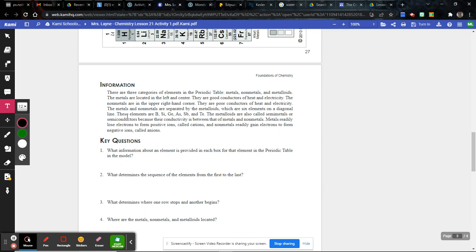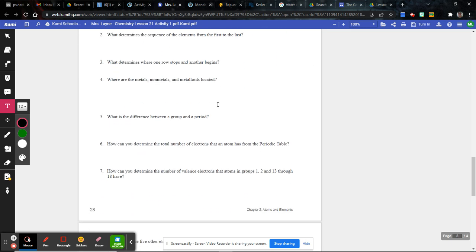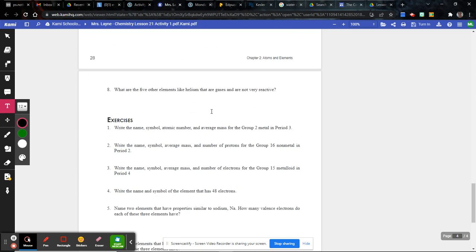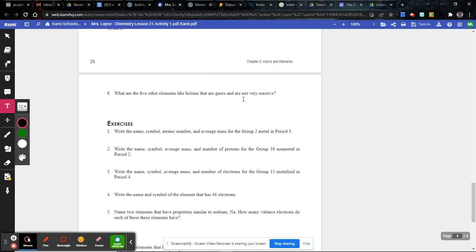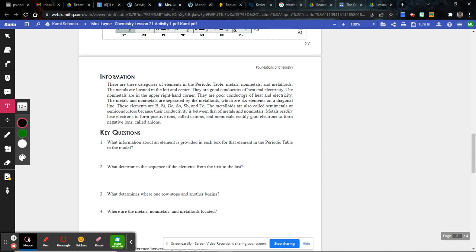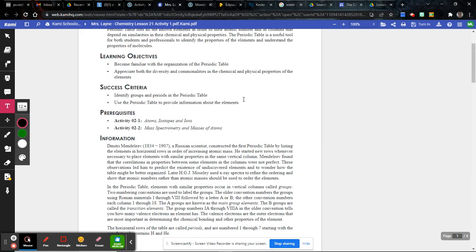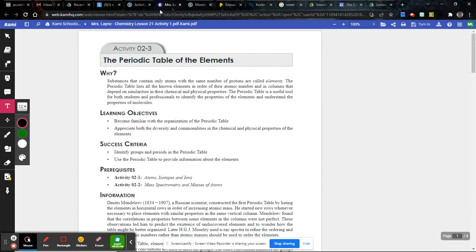So you're going to work through this, and notice that I've already provided you with another periodic table. Here's some base information, and you're going to answer these key questions. There's 8 of them. When you finish with that, you're going to complete 9 exercises, and then you're going to turn this in. If you would rather wait until you return to get a paper copy, please message me and let me know that. If not, please complete it on this program.